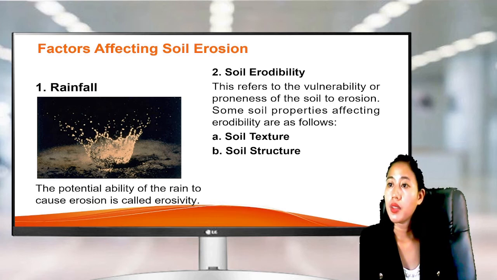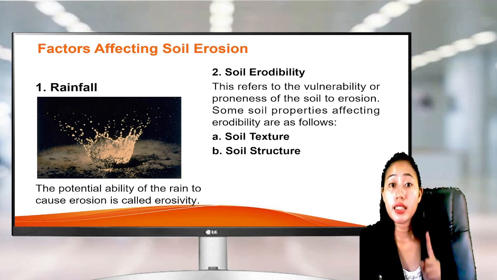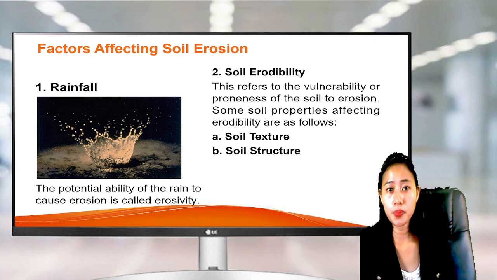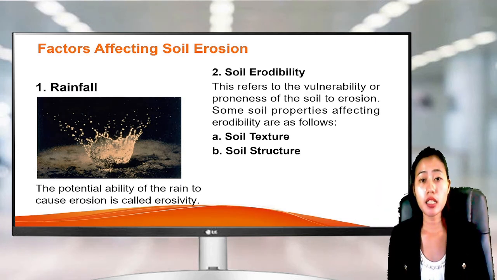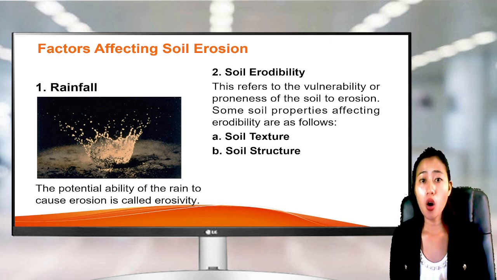Soil erodibility refers to the vulnerability or proneness of the soil to erosion. Some soil properties affecting soil erodibility are the soil's texture and the soil structure. Soil texture is defined as the fineness or coarseness of the soil particles. Soil structure is an arrangement of primary particles into aggregates that affects soil erosion, directly when the infiltration increases, and indirectly when the organic matter concentration increases.